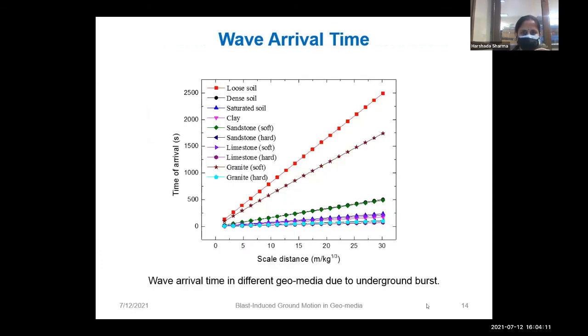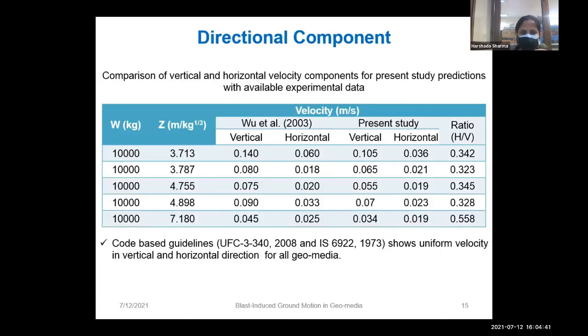Then, how the arrival time of the shock wave behaves is also considered in this study. And we can see that the time of arrival is higher in loose soil, which shows that the wave propagation is faster in hard or intact rock. We can see over here that the loose soil is having more time of arrival, whereas sandstone or other soft or hard rocks are having less time of arrival.